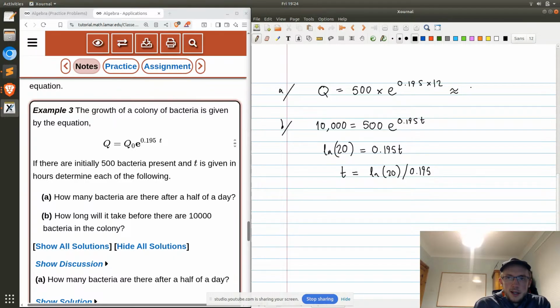So according to this, it's about 5,191 to the nearest bacterium. So, all right, solve this. Okay, ln 20. Divide that by 0.195. And we get 15.36.